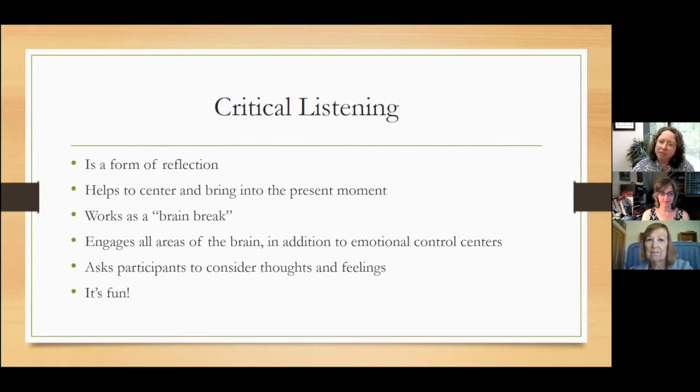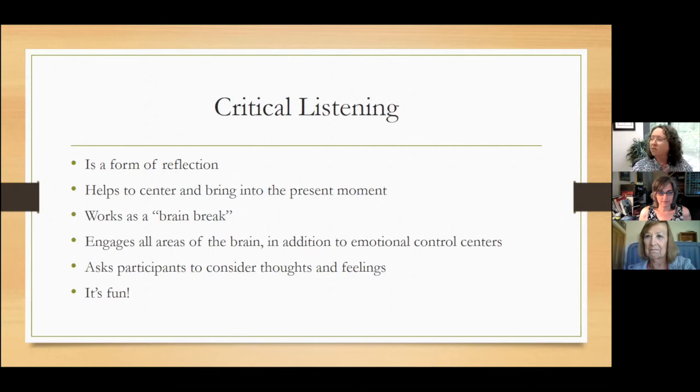And part of the reason that critical listening does bring people into the present moment has to do with neuromusicology. It is because music, unlike any other stimuli, quite literally, unlike anything else on the face of the earth, engages all areas of the brain simultaneously. Both hemispheres, there's activity on MRI and fMRI, all of the lobes, even the brain stem, which typically handles only autonomous functions like heartbeat and body temperature. It literally engages the entire brain.